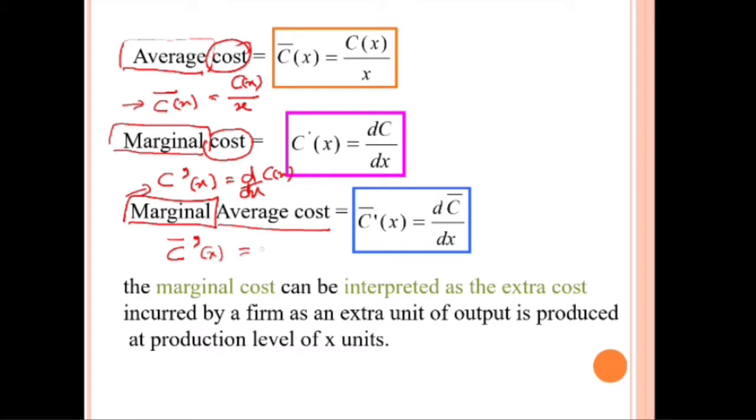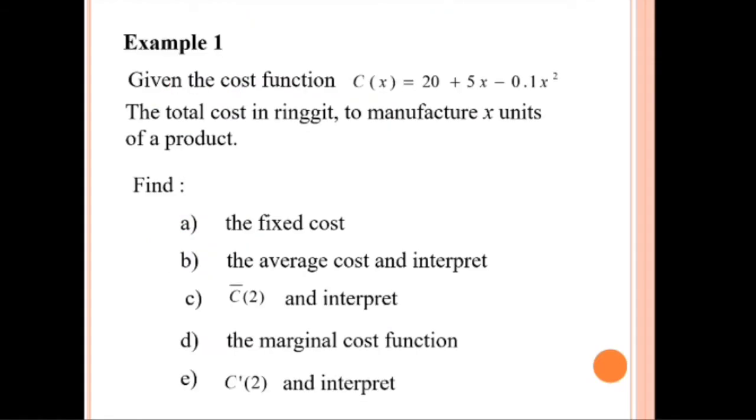So this refers to the fact that we have to differentiate that function C bar to find the marginal average cost. That's the most important concept that you have to remember throughout tutorials 3, 4, 5, 6, and 7. The same concept applies if the function is not cost, but revenue or profit, and so on. Now, let's look at an example about this cost function.